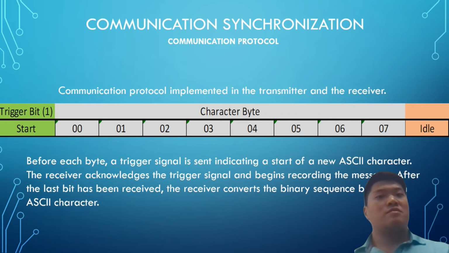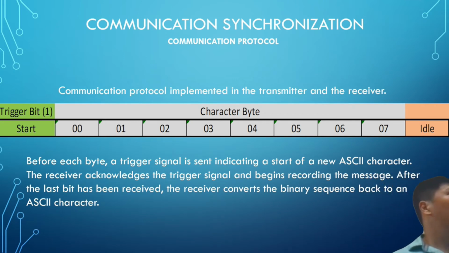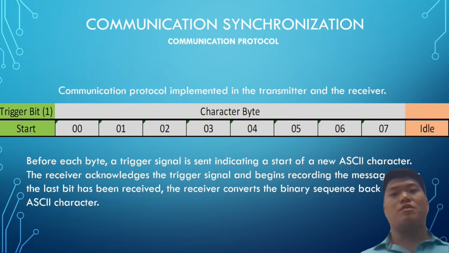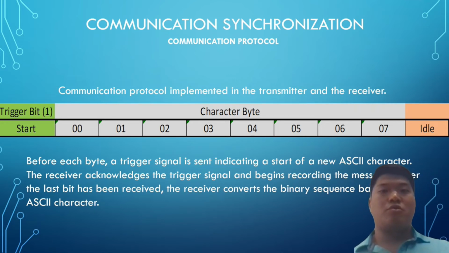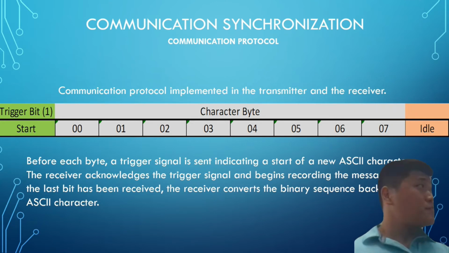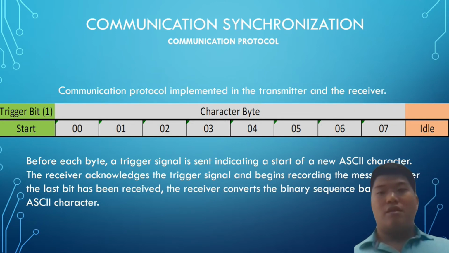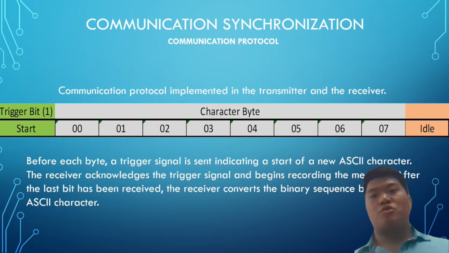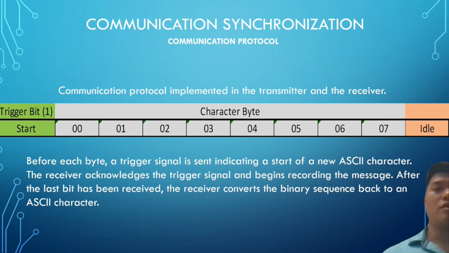So in communication synchronization, the most important thing was implementing a communication protocol for my transmitter and my receiver. So this is my communication protocol. My transmitter will always send the trigger bit before it sends a byte. And then my receiver will always look for the trigger bit before it starts recording the bits of that byte. And then it goes idle, waiting for the next trigger signal to be detected.